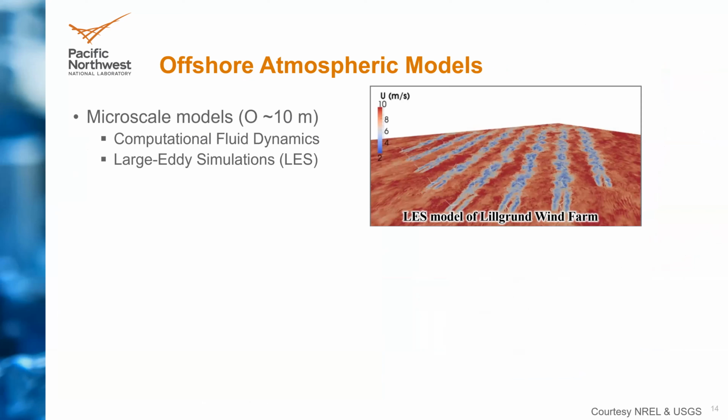So what exactly do these models do? You have different kinds of models. One of the models is a microscale model, which generally is on the order of about 10 meters or less. They involve computational fluid dynamics or large eddy simulations, which can give you high granularity of information. For example, what we're showing is an LES model for a wind farm in Europe, and you can really see how the wakes are interacting with each other.